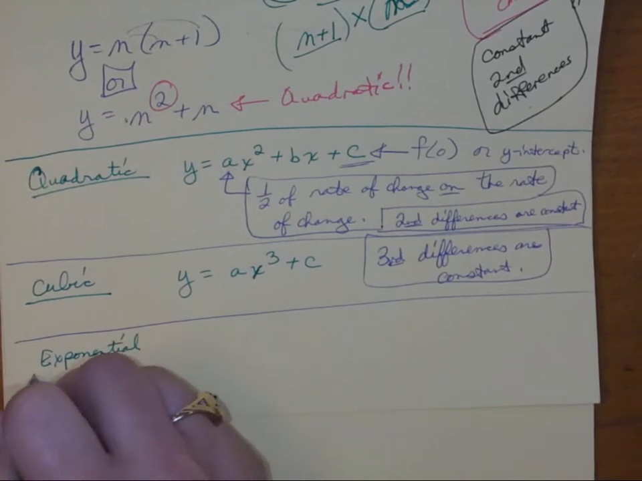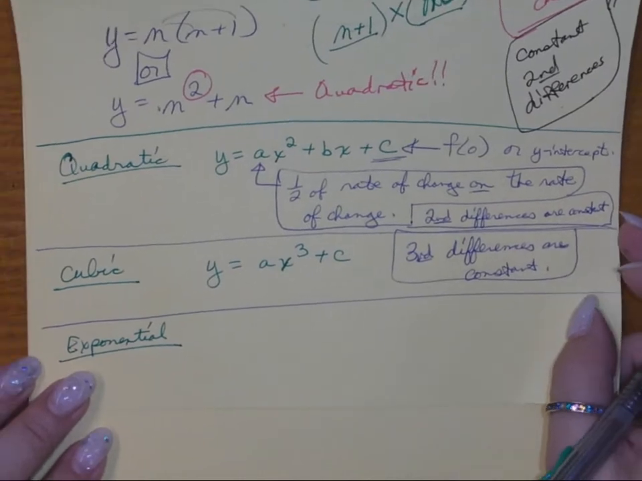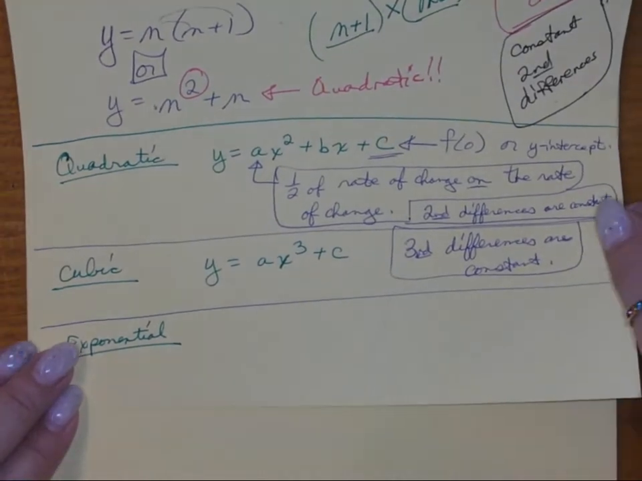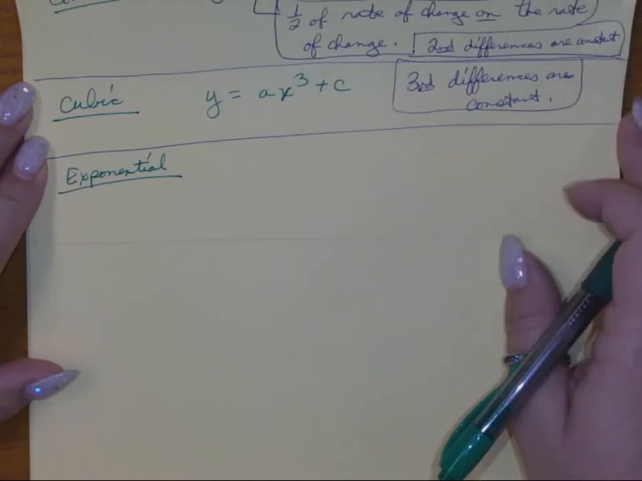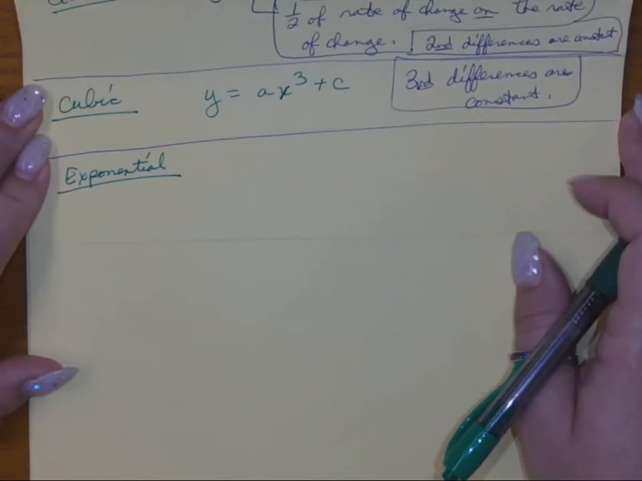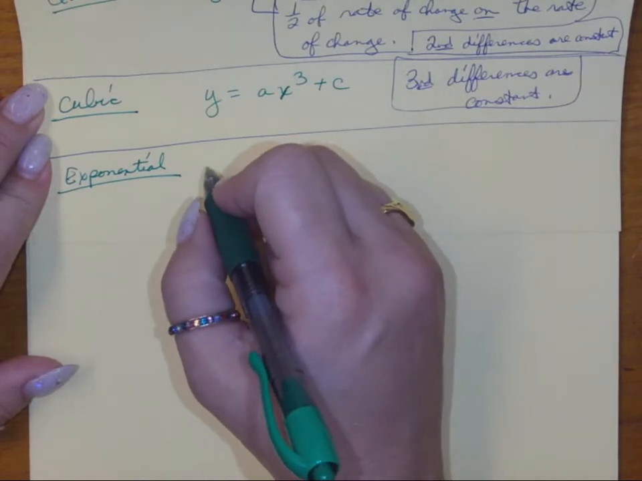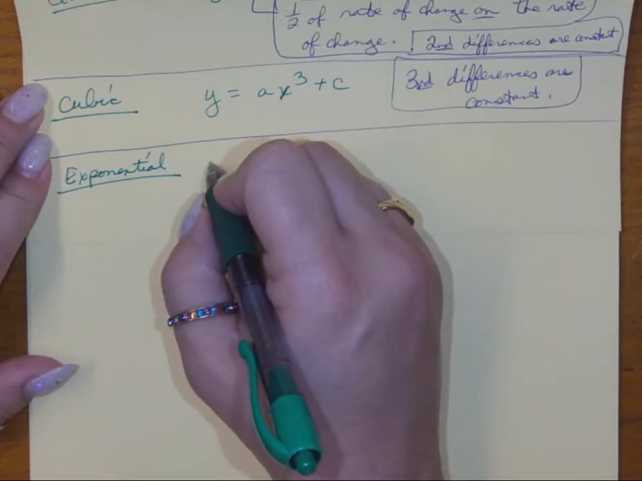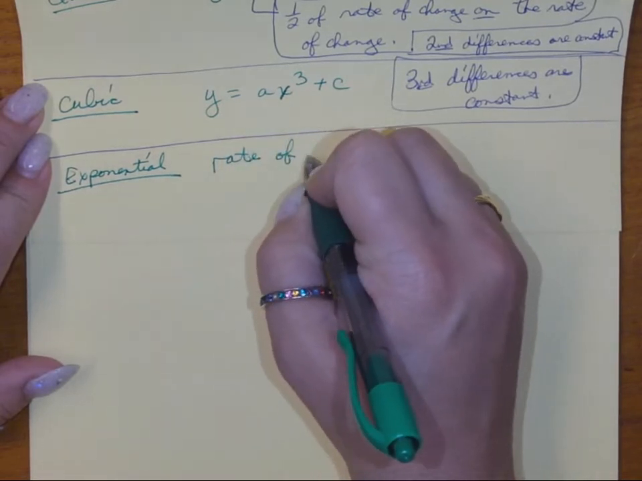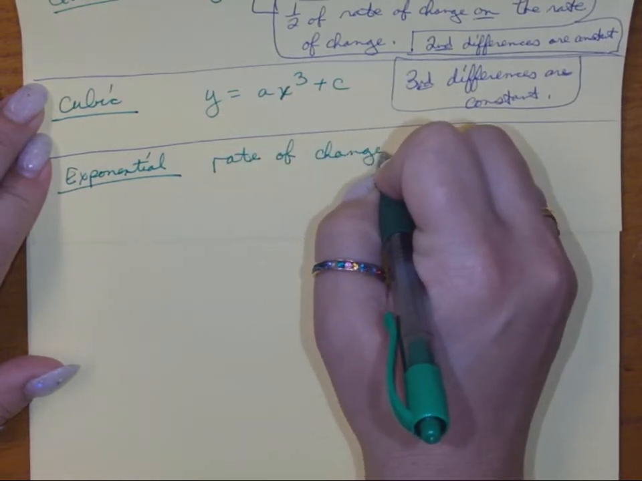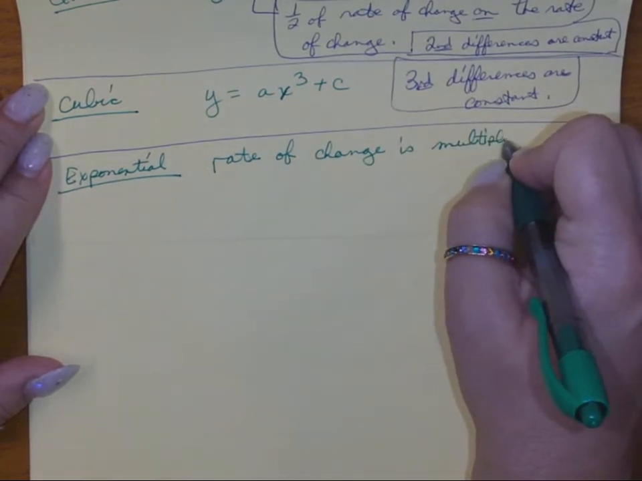So what the heck is an exponential function? Actually, we've already seen some exponential stuff when we did geometric sequences last week. It looks a lot like that. Basically, instead of having constant differences, I'll have constant ratios. This is what I mean by that: the rate of change is multiplied by a number.